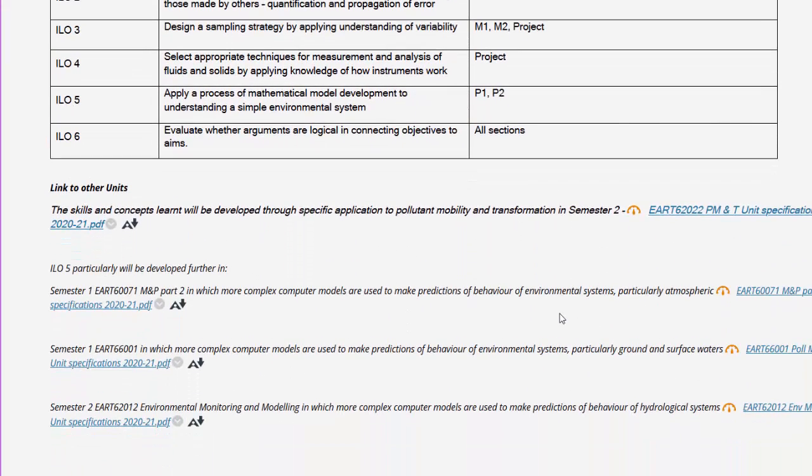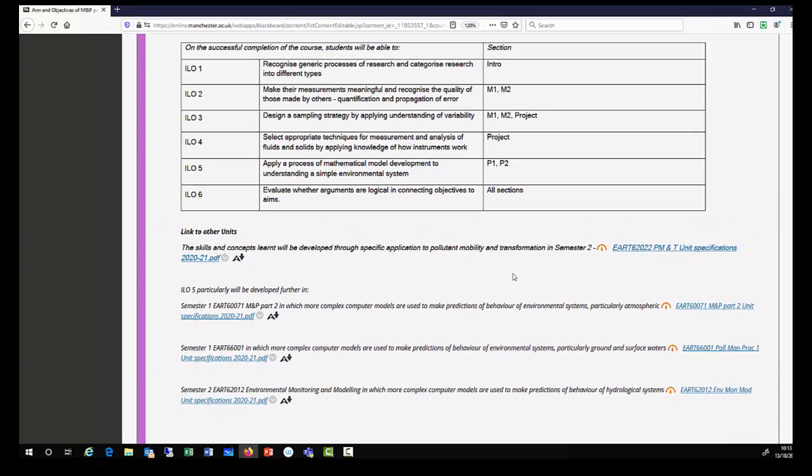As we said in the aim, it's very important to make links to the other units that you're doing. So again, they're listed. The ILOs that we've listed will be particularly linked to certain other courses. Most of the ILOs in Measuring Predicting 1 will be linked to your second semester unit on pollutant mobility and transformation. And ILO 5, which is developing the concepts of mathematical models, will be developed particularly in Measuring Predicting Part 2 and also in your Pollution Management in Practice ERT 66001.